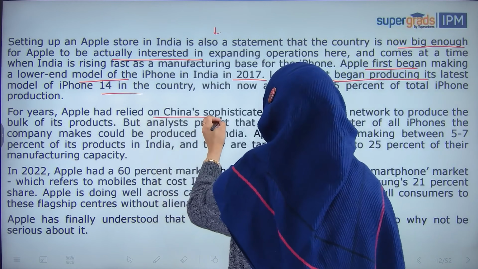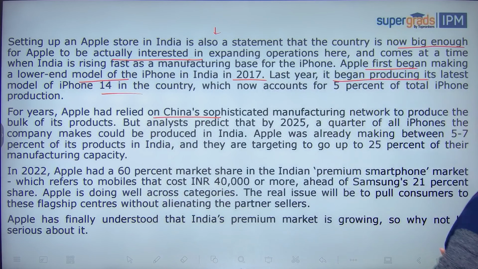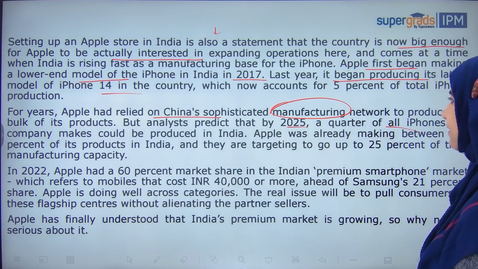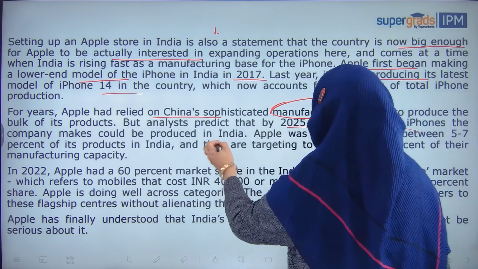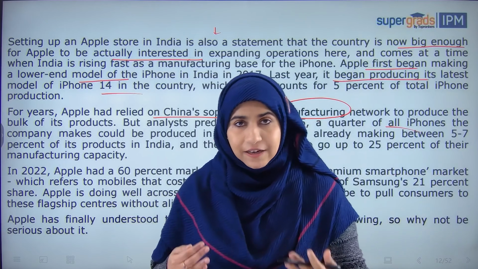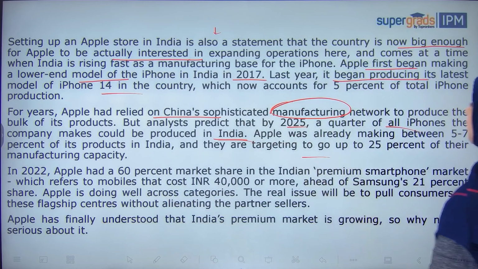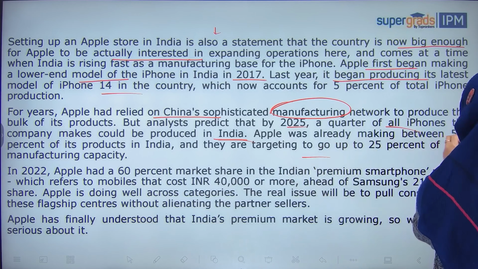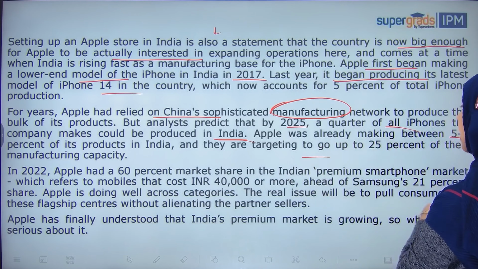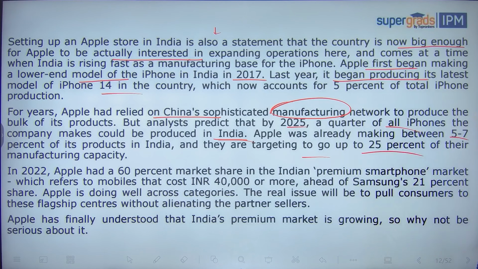So far, Apple was relying on China's manufacturing network, right? But now it's moving to India also. And it tells you some facts about it, that it's predicted by 2025, a quarter of all the iPhones that the company makes could be produced in India. That means the manufacturing of iPhone in India will increase. That's of course being foretold by the experts. Apple was already making between 5 to 7% of its products in India. Now they are targeting to go as high as 25%.